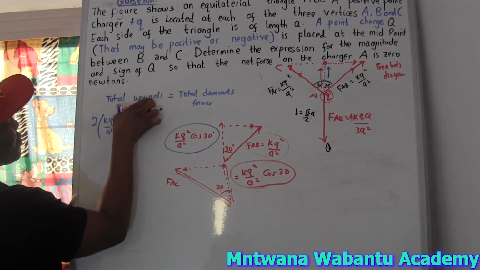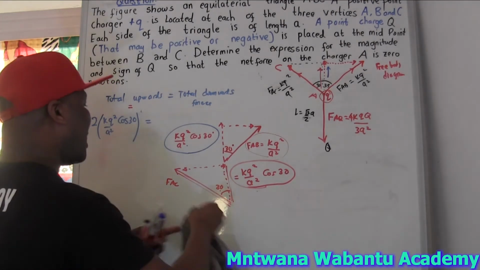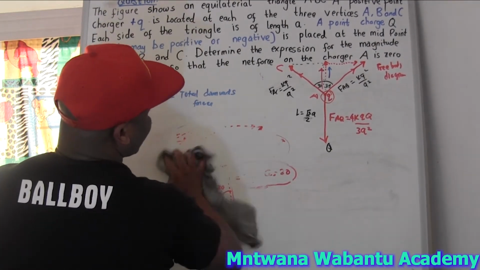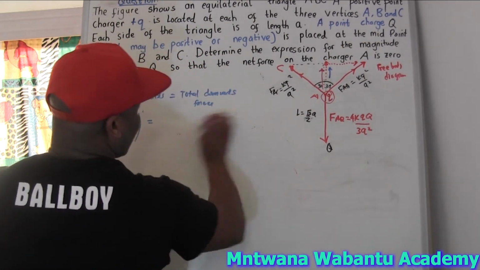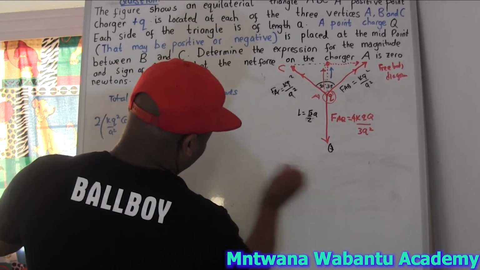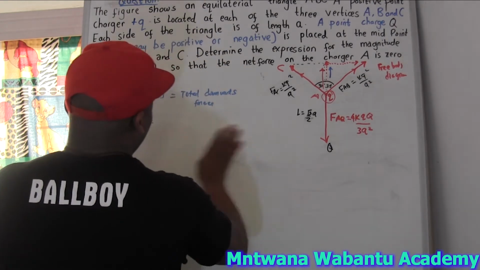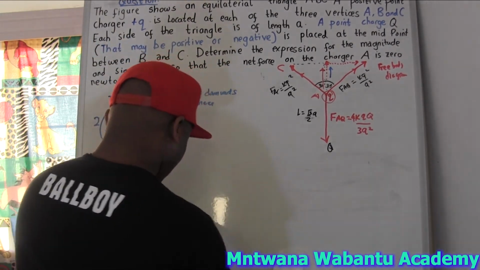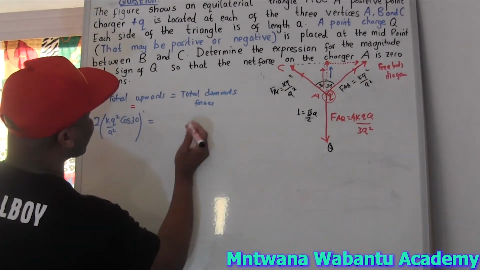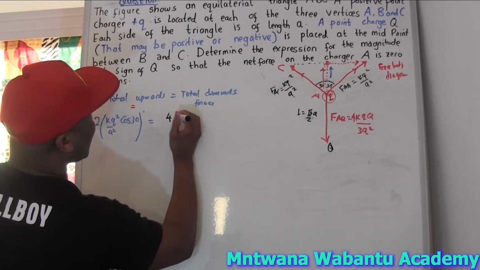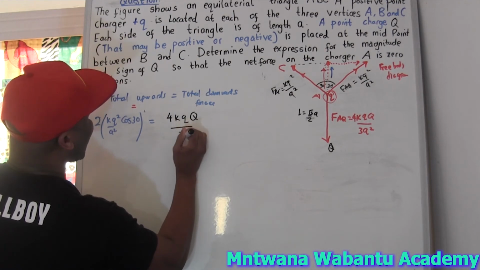This is the total upward force, because when you add a plus a, it equals two of them. So I'm going to write here, total downward force, which is this, moving down. What's down first? This one, which is 4 what? 4k, small q, bigger Q, over 3a squared.